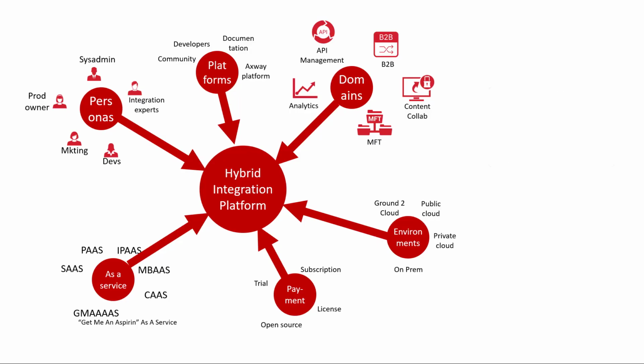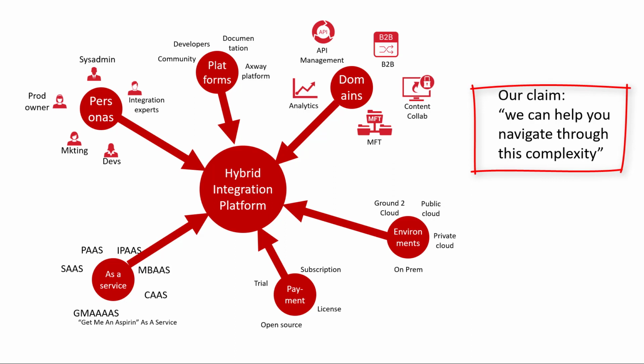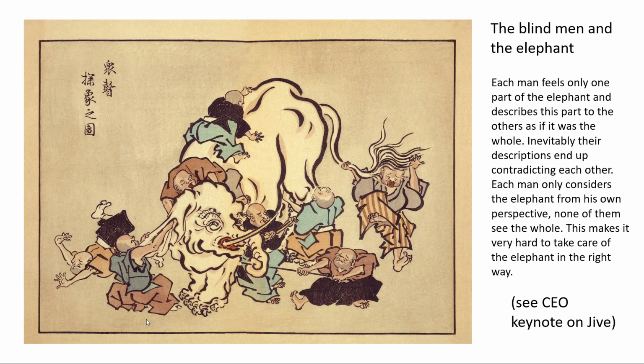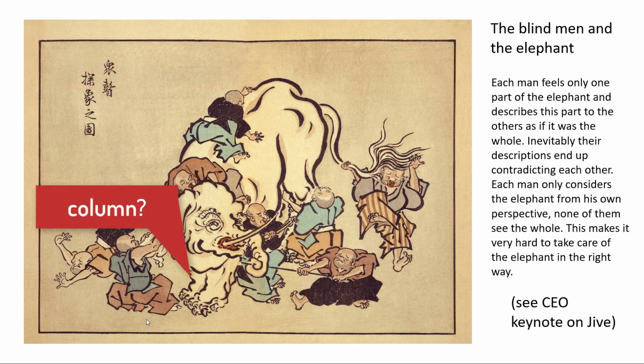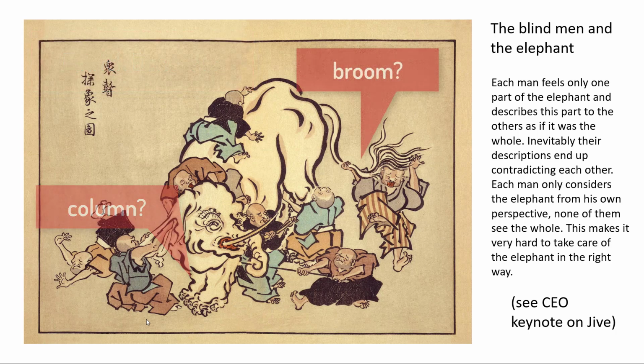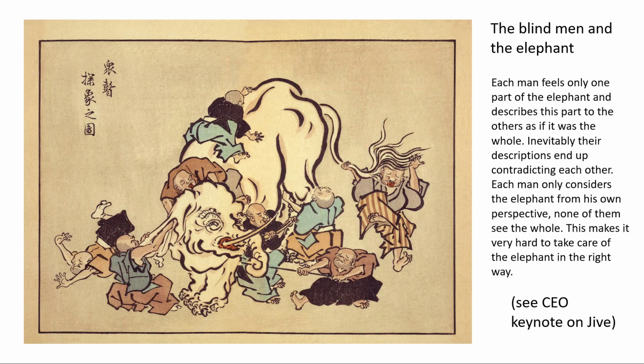Often explanations about the hybrid integration platform do sound quite complicated. And we are the people who say, trust us, we'll help you get beyond this complexity. When you're speaking about the hybrid integration platform, Patrick Donovan used the metaphor of the blind man and the elephant. If you're blind, if you're touching a leg, you think it's a column, and the tail feels like a broom, etc. But as soon as you see the whole elephant, the scene becomes simple.